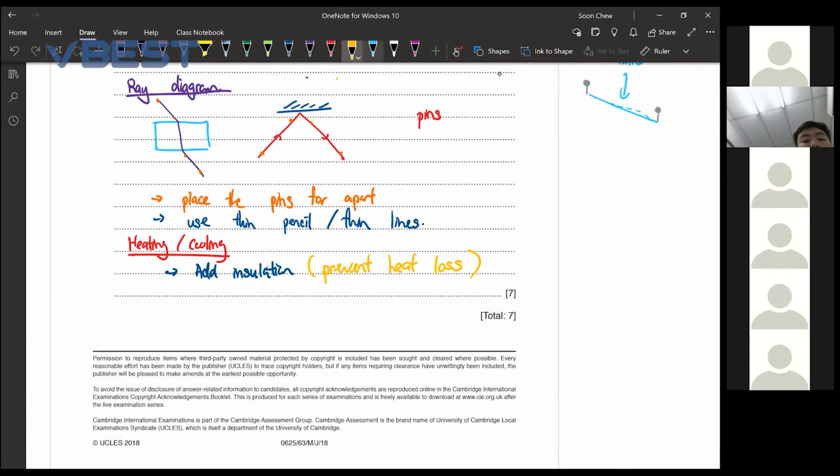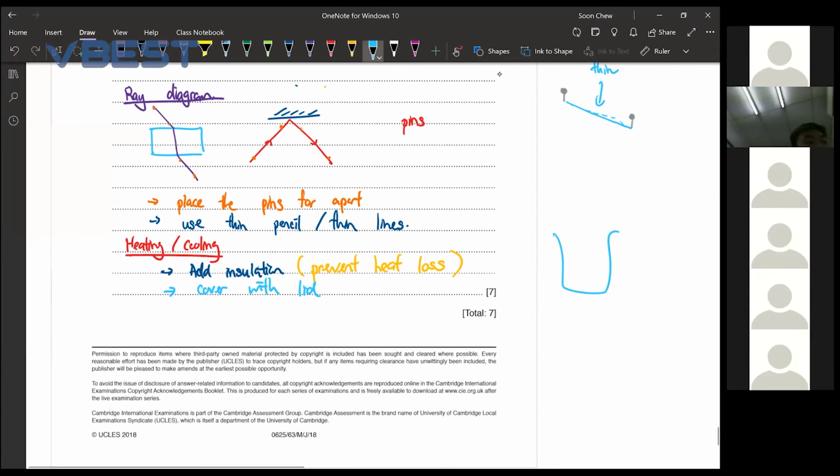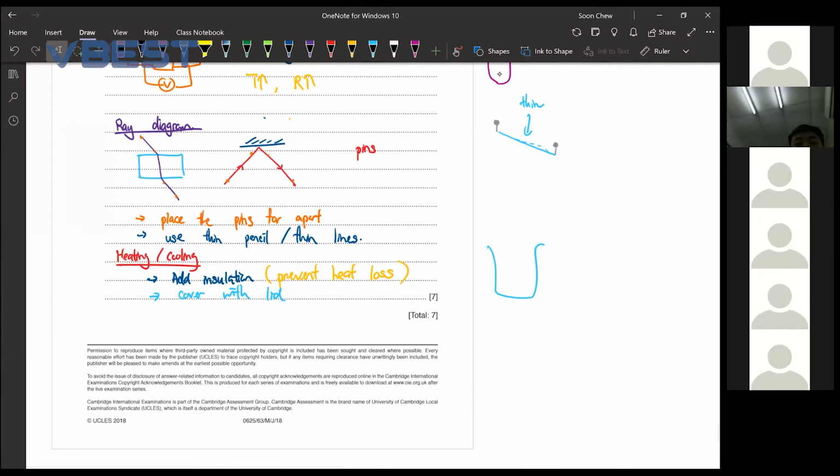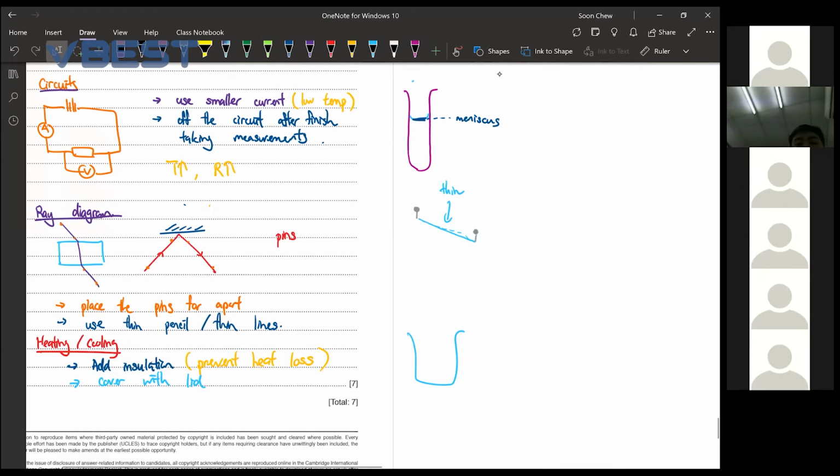Then besides adding your insulations, sometimes your beaker or those have a very big opening to it. So you can cover with lid also. Okay, it's also to prevent your heat loss. Okay. Then after that, I write it at the side here.